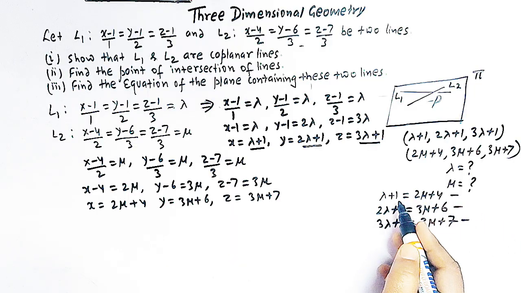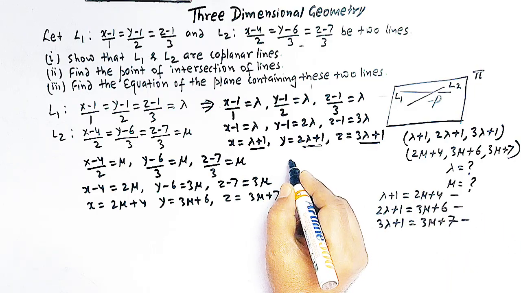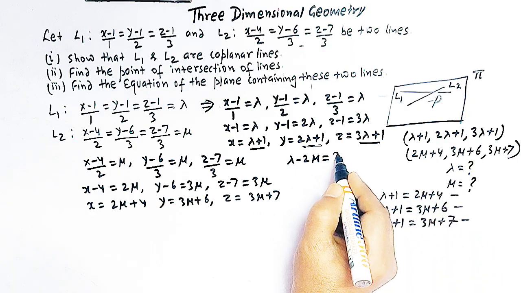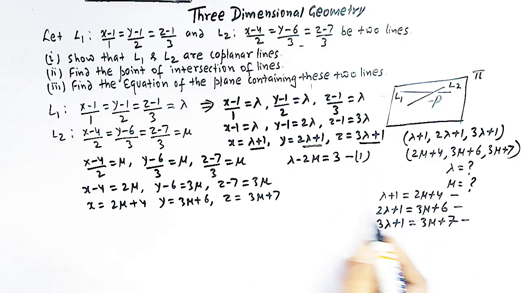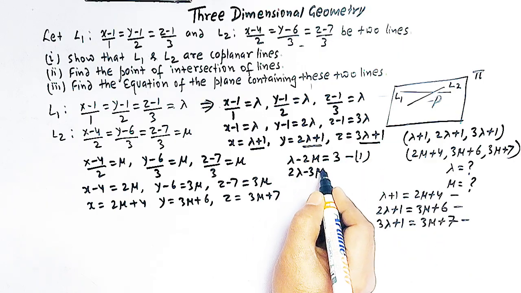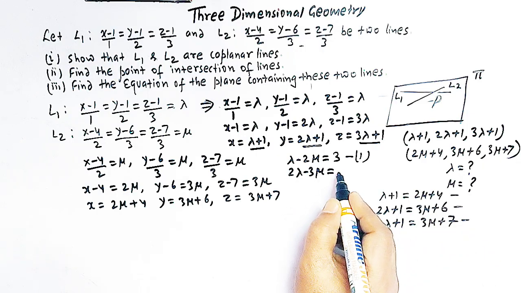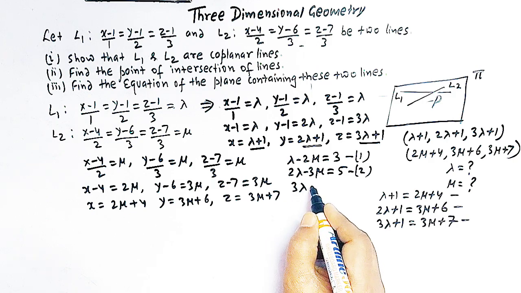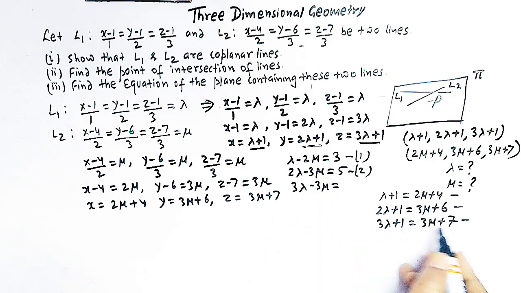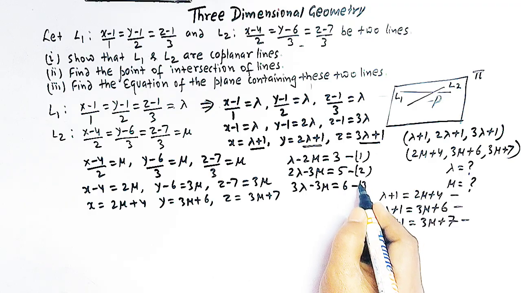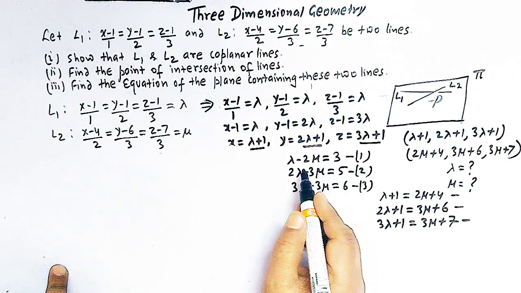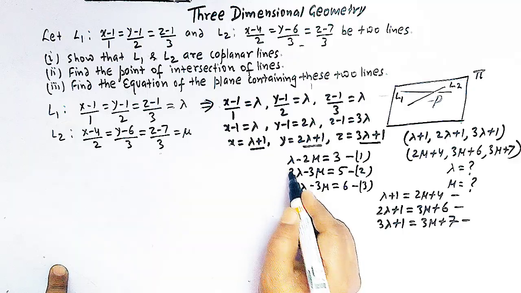So let us now rewrite these equations as lambda minus 2 mu is equal to 4 minus 1, so we have 3. Then here we have 2 lambda minus 3 mu is equal to 6 minus 1, which is 5. And then we have 3 lambda minus 3 mu is equal to 7 minus 1, that is 6. So now we have three equations in lambda and mu. So let us solve any two of these equations, right?